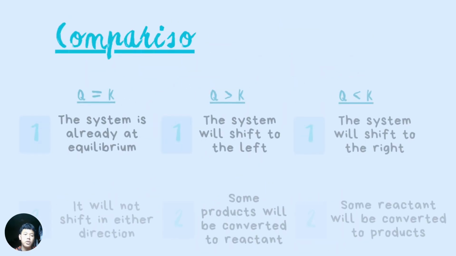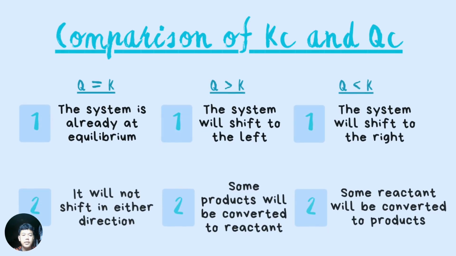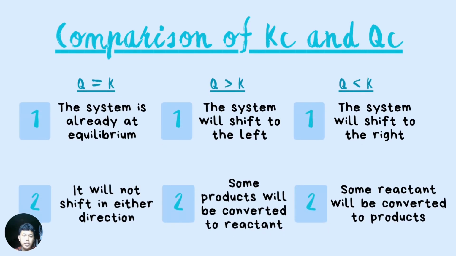The last thing is the comparison of Kc and Qc. When Q is equal to K, number one, the system is already at equilibrium. Number two, it will not shift in either direction. When Q is more than K, number one, the system will shift to the left. Two, some product will convert to reactants. When Q is less than K, the system will shift to the right. Number two, some reactants will be converted to products.